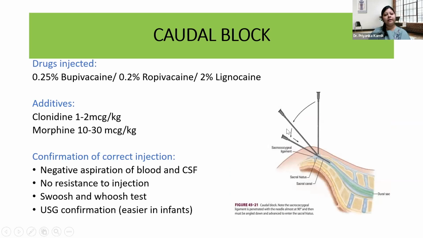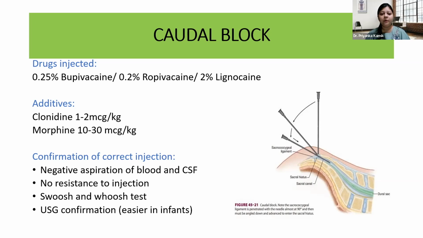What are the drugs injected? The drugs injected are 0.25% bupivacaine, or you may use 0.2% ropivacaine, and we can add 2% lignocaine to this mixture for faster onset of action. Additives can be clonidine, 1 to 2 mics per kg. We usually use clonidine or morphine in children who are more than 6 months. Morphine is not used as much, but we routinely use clonidine, 1 to 2 mics per kg.